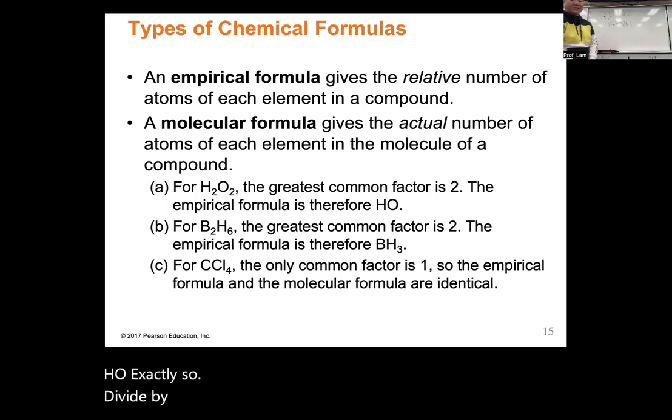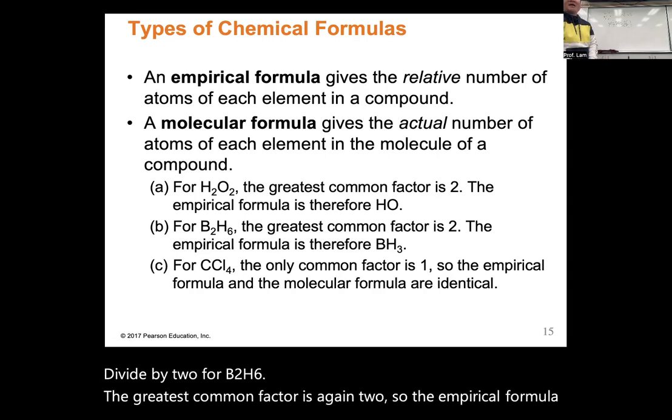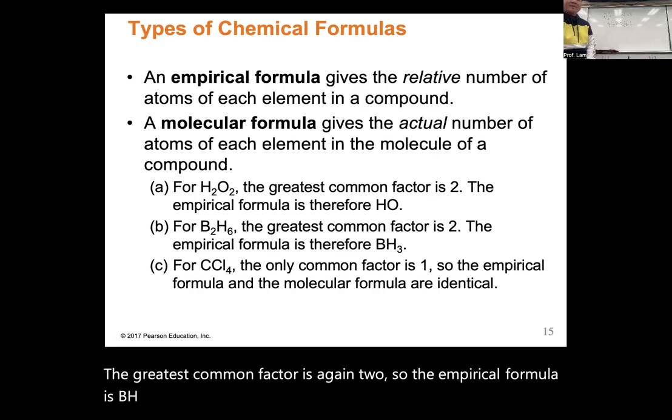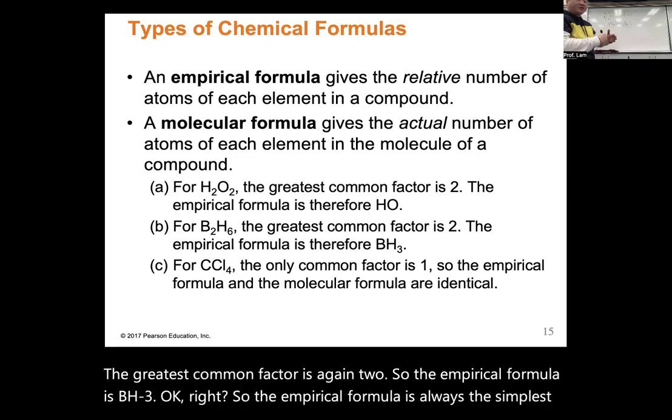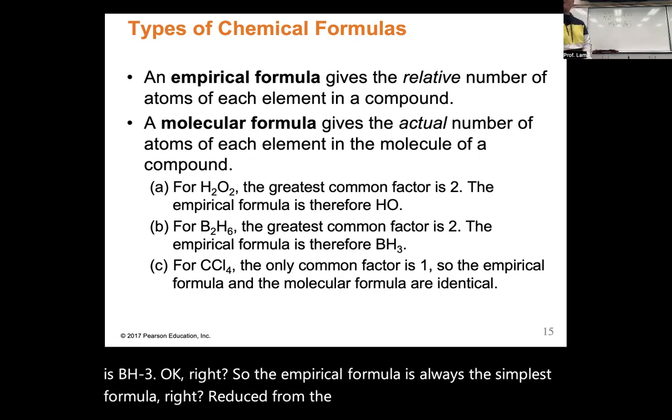For B2H6, the greatest common factor is, again, 2. So the empirical formula is BH3. Okay, right. So the empirical formula is always the simplest formula, right? Reduced from the molecular formula. Does that make sense, guys? Right.